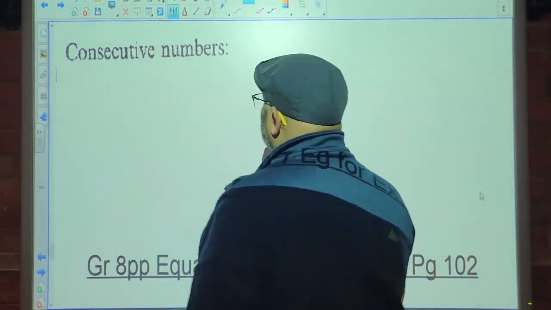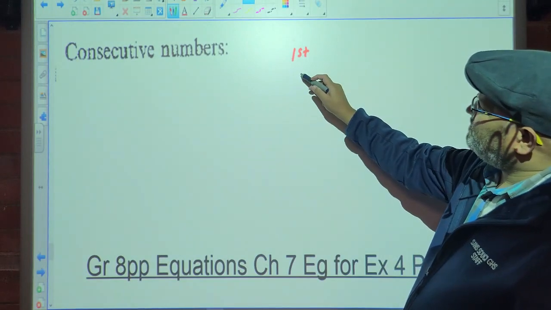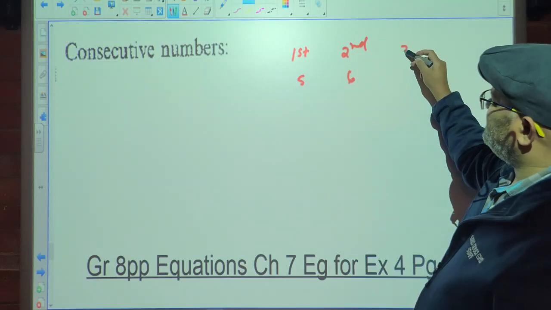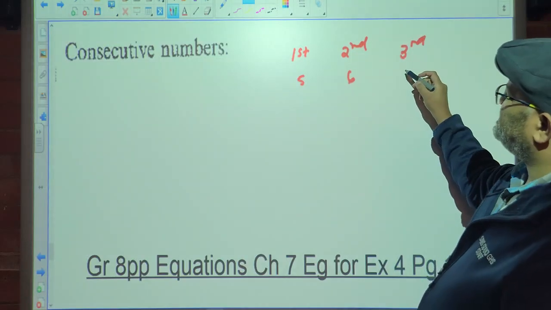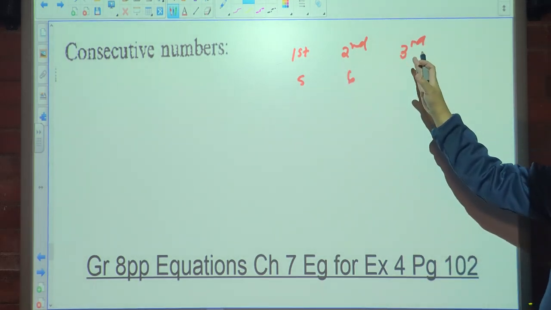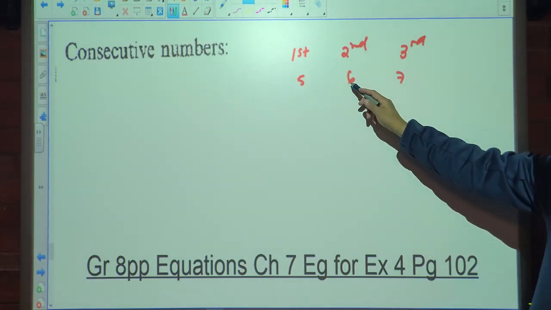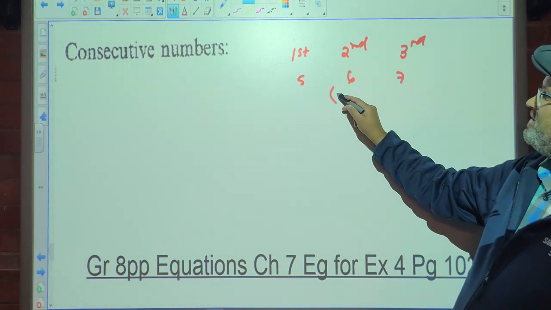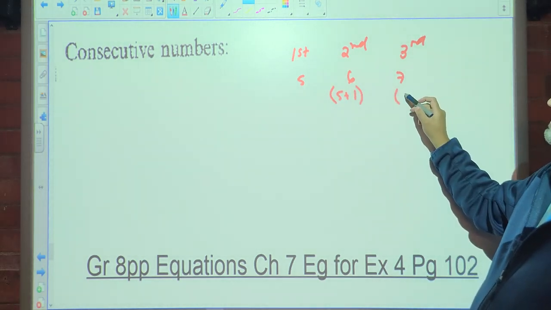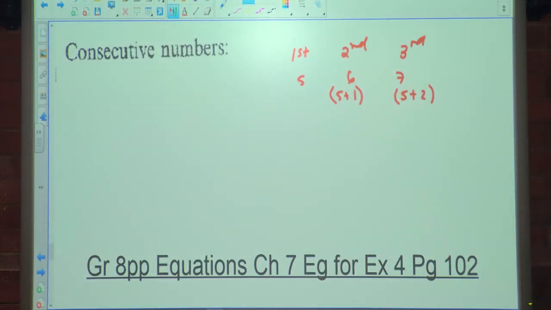So, consecutive numbers. If the first number is 5, the second number is 6, and the third consecutive number is 7. How did I get 6? It's going to be 5 plus 1. How do I get the 7? 5 plus 2. You guys understand it, no?